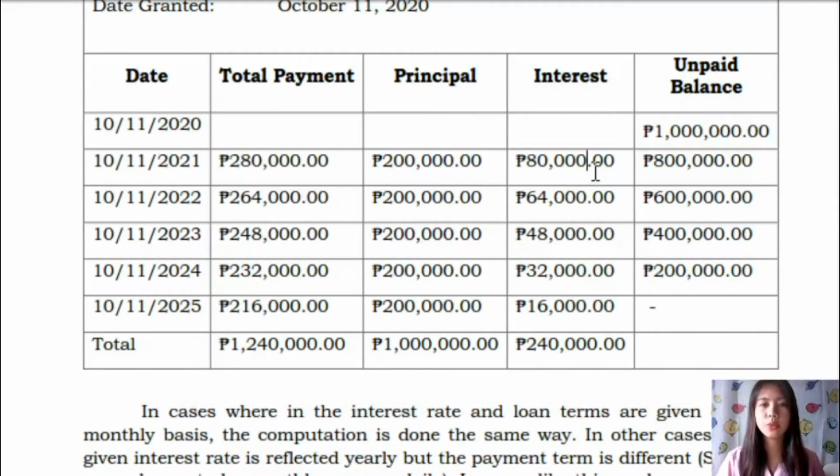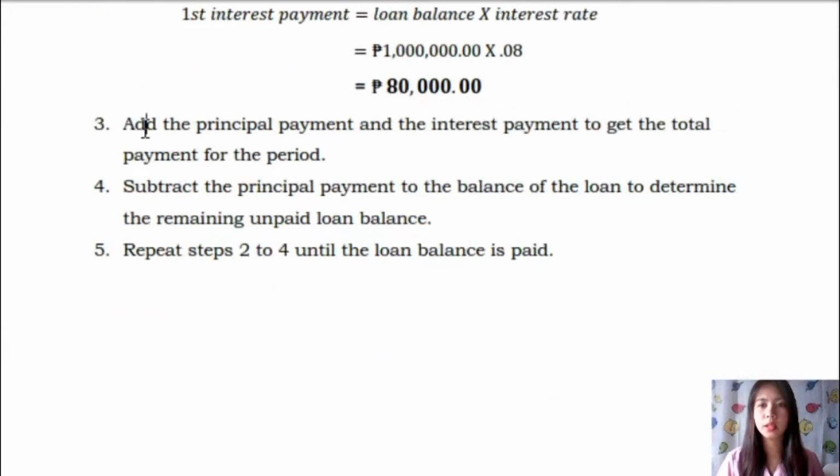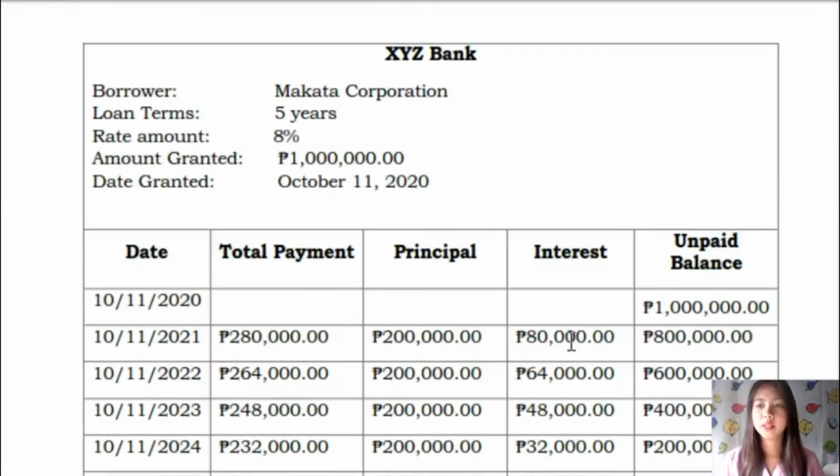Okay, then next, for step 3 daw po. Ayan. Okay. Step 2 pala muna, sorry. Interest rate natin, paano nakuha to? 1 million times the interest rate na 0.08 dahil 8%. Okay, so step 3, principal plus interest, kaya natin nakuha ang total payment na 280,000 pesos.